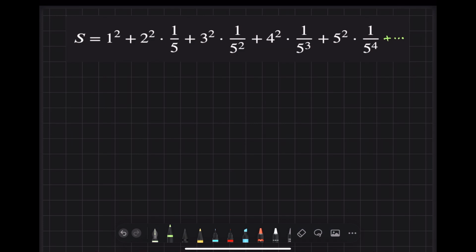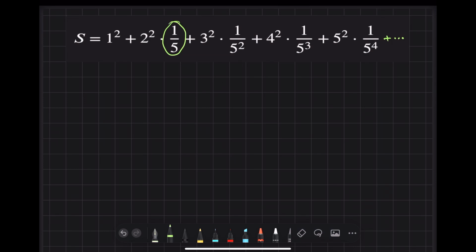You know that this question doesn't belong to the AP, GP, or HP family. Now, this question is falling in AGP. If you observe 1, 2, 3, 4, 5, it's AP, then 1 by 5, 1 by 5 squared, 1 by 5 cubed, 1 by 5 power 4, so it is GP. Okay, so it is AGP. Don't worry about the squares, cubes. Okay, it's okay.